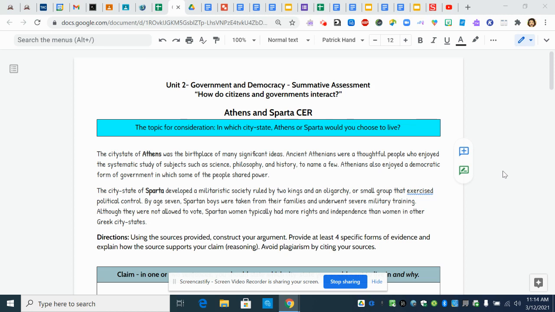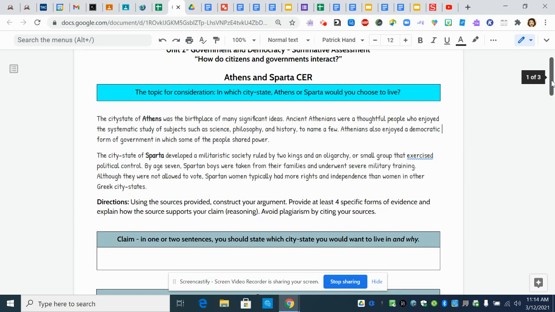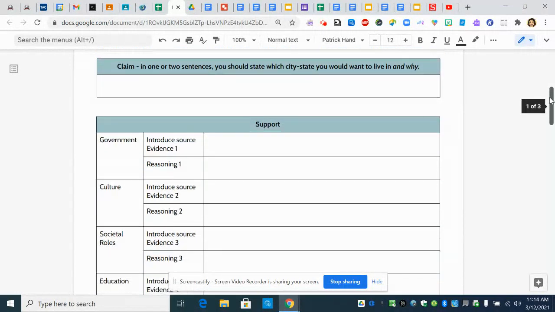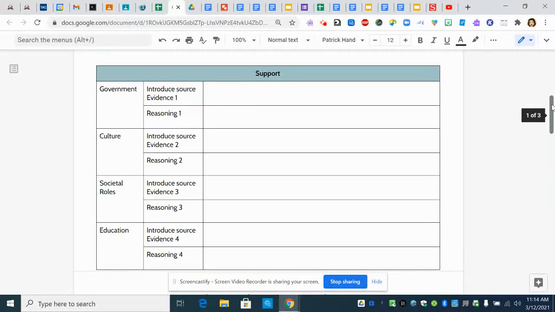So now you have had the opportunity to develop and write your claim. The next part of a CER is where you're going to provide evidence to support your claim and reasons that explain your evidence. So today's mini lesson is to show you how to find effective evidence, or evidence that effectively supports your claim, and then how to explain how the evidence supports your claim in your reason or your reasoning.